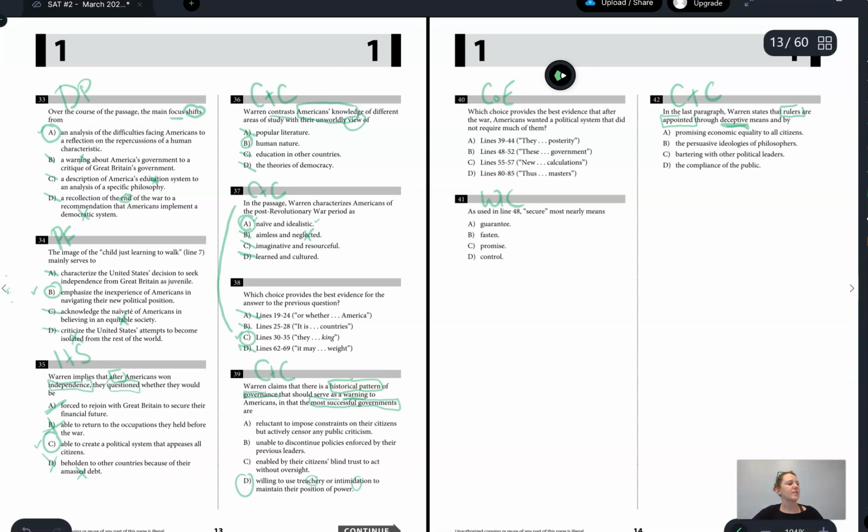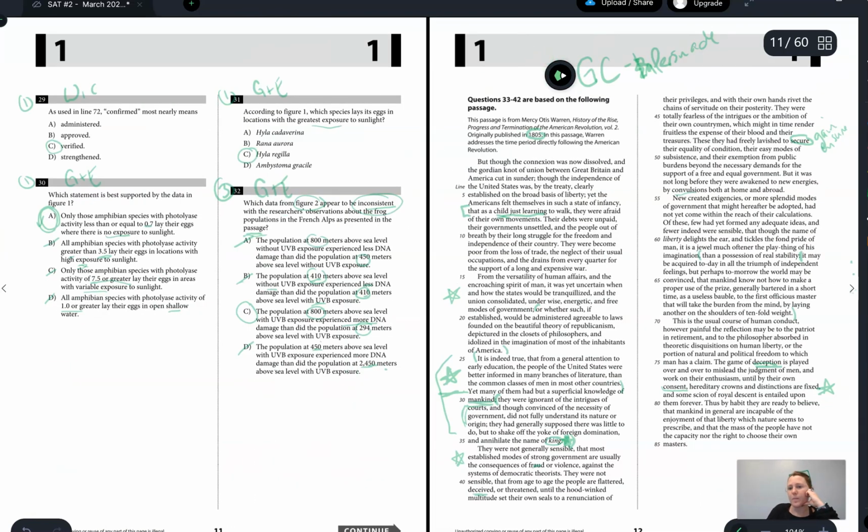All right, number 40 is a COE standalone. Best evidence that after the war, Americans wanted a political system that did not require much of them. So we need to prove that Americans didn't really want to do much for this political system. They wanted something easy breezy, beautiful cover girl, I guess. 39 through 44. So starting here.